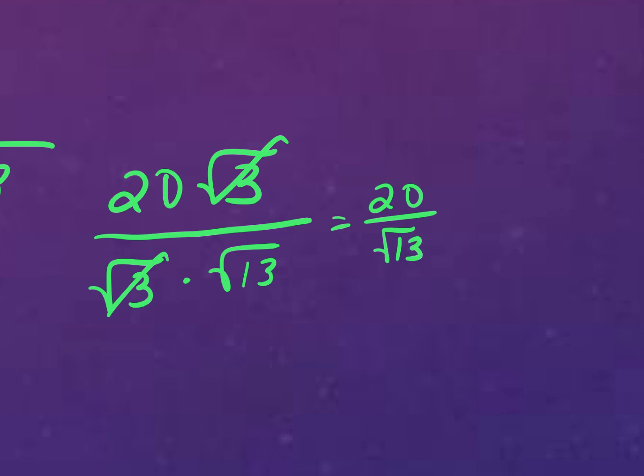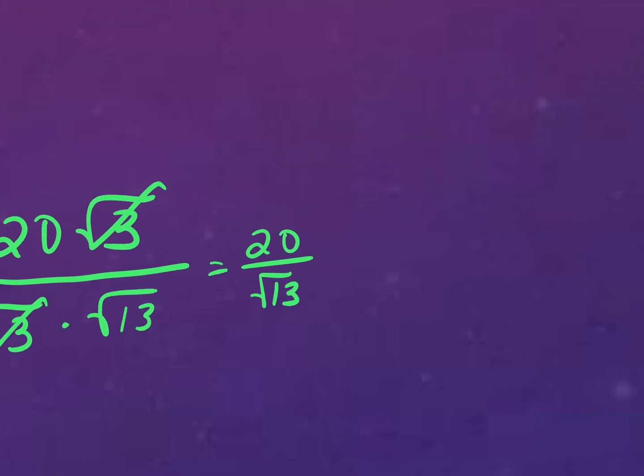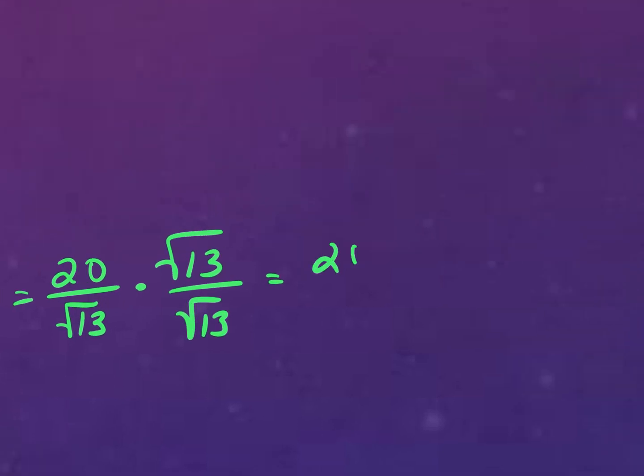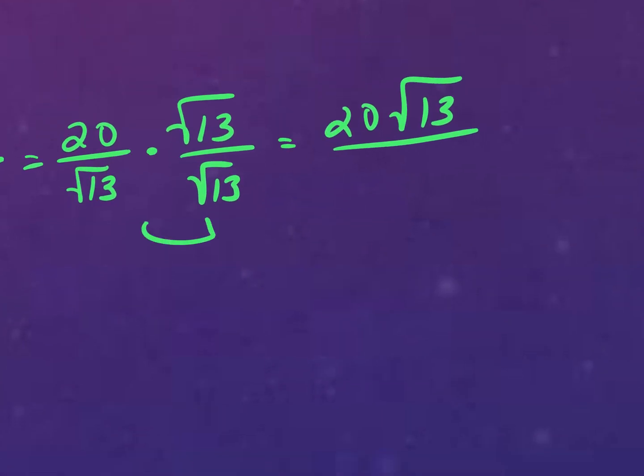Is that okay? Why not? Because that square root's in the bottom. What's my last step that I have to do? You got to rationalize that denominator. We got to get rid of that square root of 13. So this becomes 20 root 13 over 13, and 13 is how much? Square root of 169, which becomes what number?